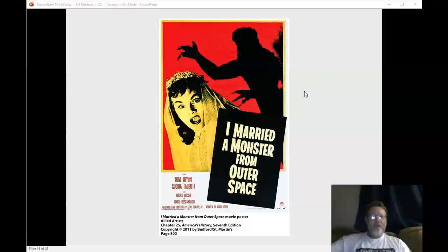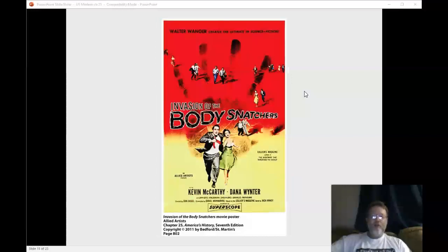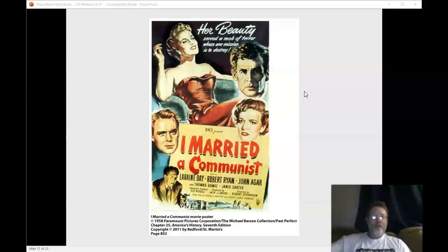Look at the colors. And what was the Soviet color? Soviet color was red. So look at the colors. Look at the ideas of women in this. Look how women are portrayed. Women are portrayed in everyone as a particular way. Here we go. I mean, how much more direct can you get? I married a communist. Her beauty served a mob of terror whose one mission is to destroy. I mean, there you go.